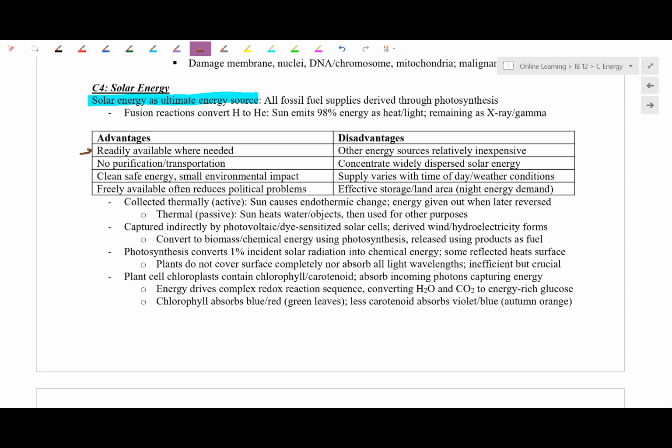Now, of course, sometimes the solar energy is widely dispersed, so unfortunately you might need to concentrate it. That becomes more of a disadvantage. The same idea here: in Vancouver, we don't get too much sun, especially in the winter times.